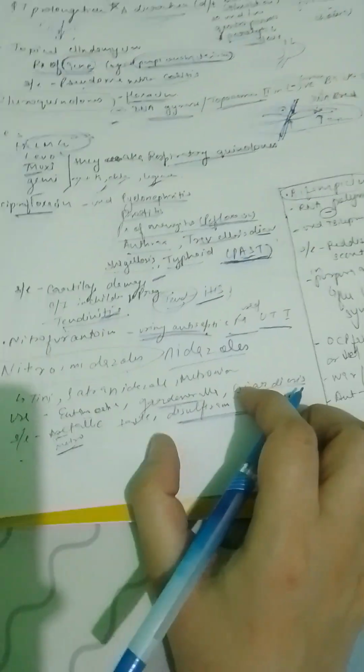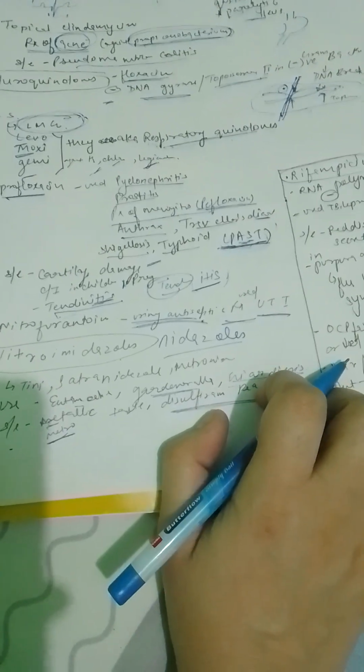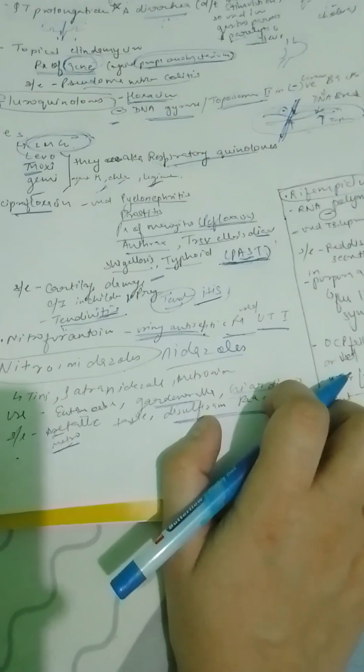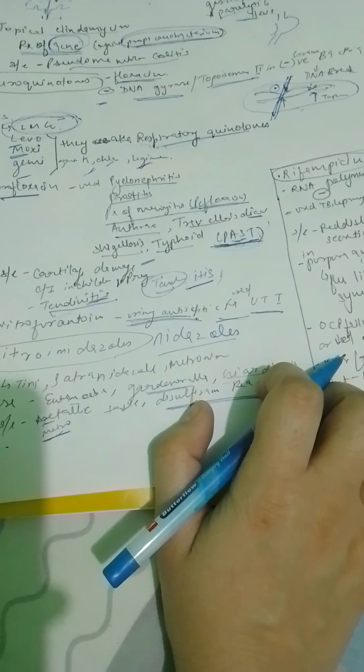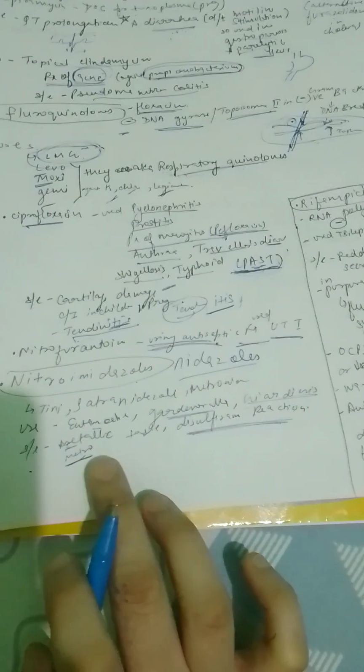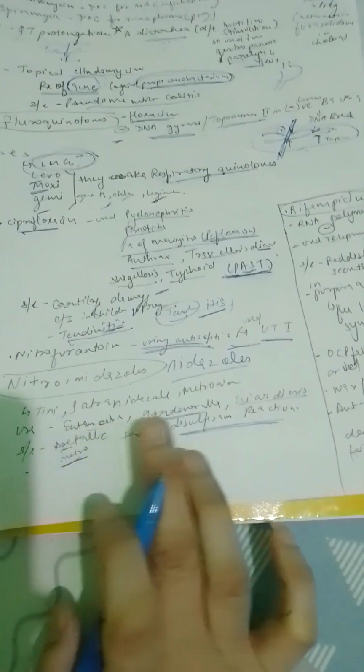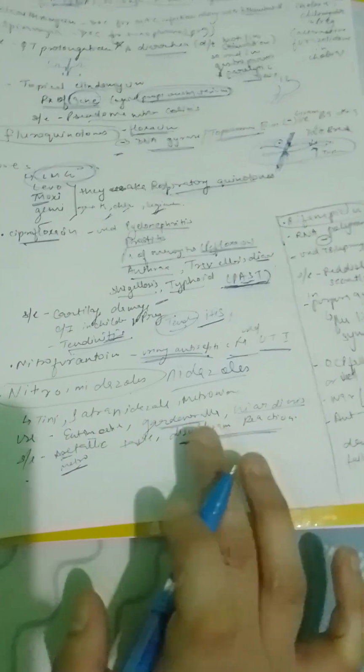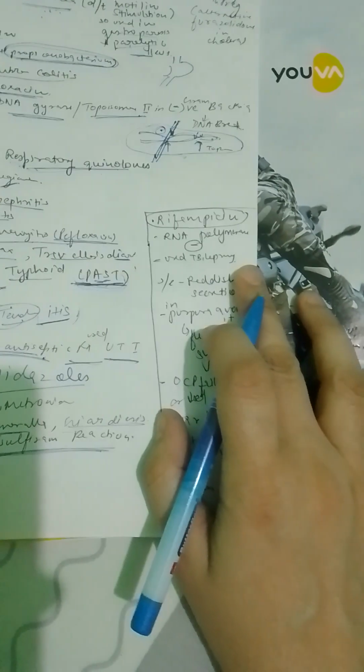This disulfiram reaction occurs after alcohol consumption. There can be tachycardia and palpitation and all these symptoms. So nitroimidazoles can also lead to such side effects. Okay, then the last drug is rifampicin.